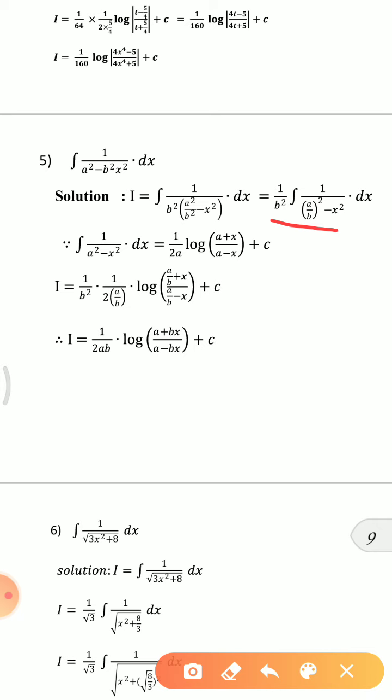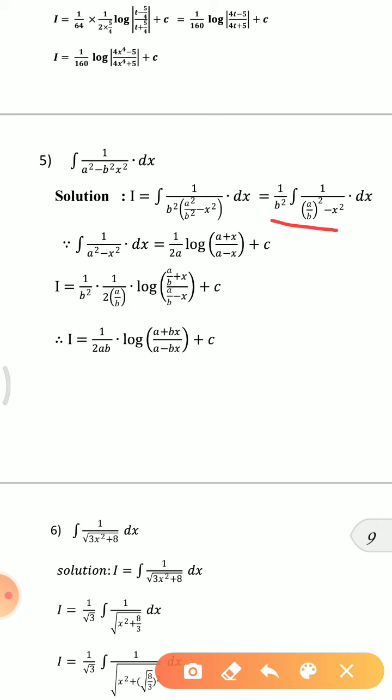dx is equal to 1 upon 2a log of a plus x upon a minus x plus c, which is the form of the integration. That is I is equal to 1 upon b square into 1 upon 2, the value of a is a upon b, into log of a upon b plus x upon a upon b minus x plus c here. Okay, we have to form the log of 1 upon 2a log of a plus x upon a minus x plus c. The value of a is a upon b, so a upon b plus x upon a upon b minus x plus c.